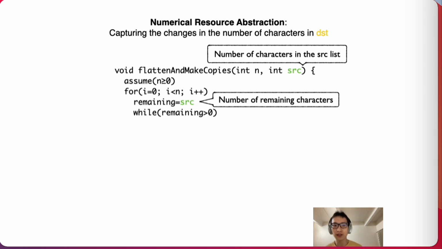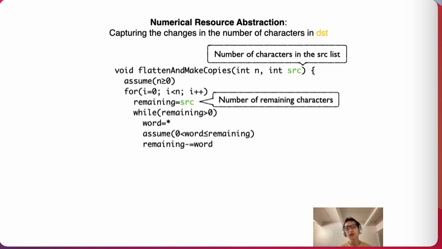Then, as long as variable remaining is positive, we decrease it by some non-deterministic positive amount, word. Word is the number of characters in a word. Words may have different sizes. This is achieved by non-deterministic star assignment and the assume command.